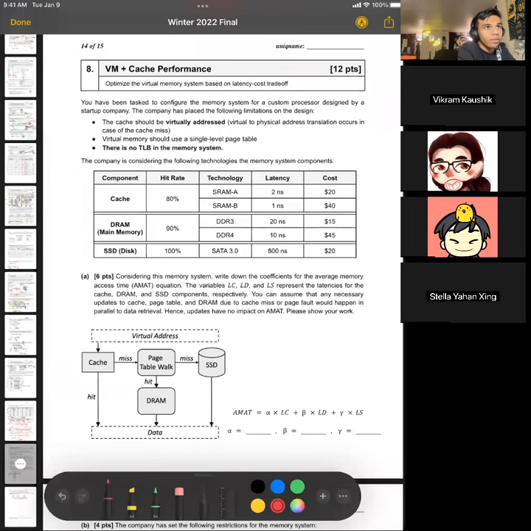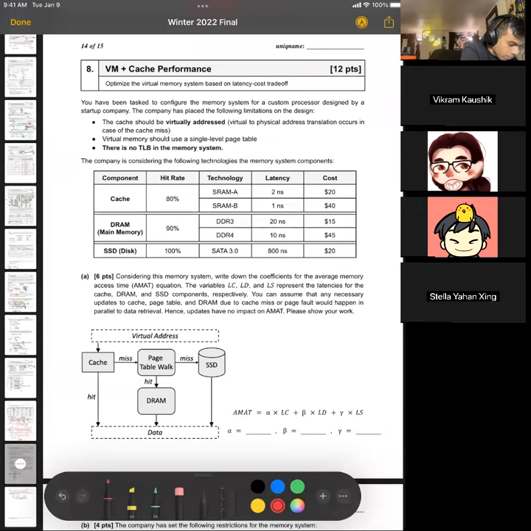This is question 8 of the Winter 22 final exam walkthrough. Okay, so this question is about a combination of cache and virtual memory and their architecture.